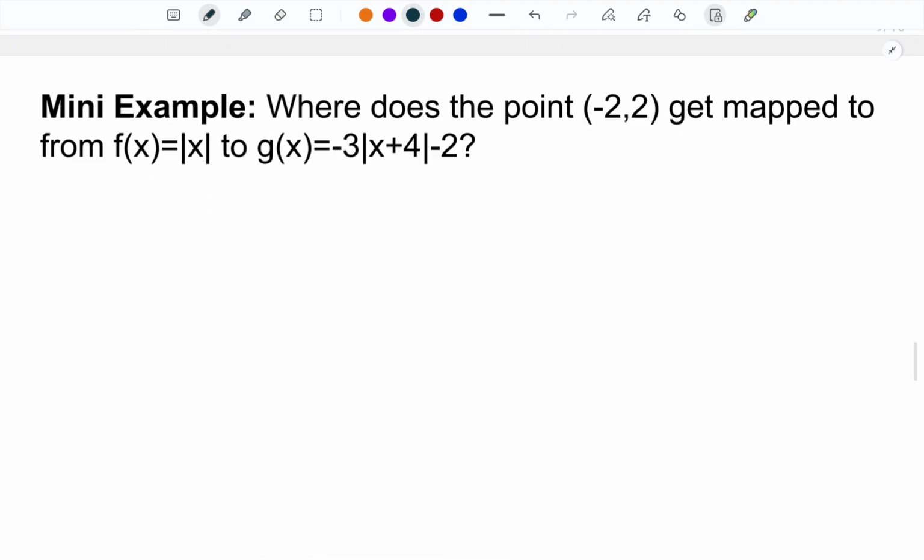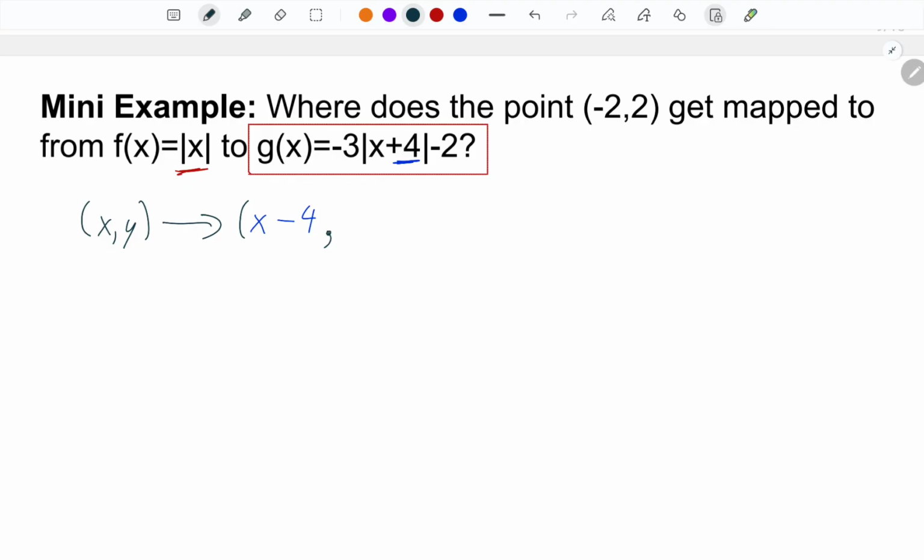Okay, so let's do an actual example with the full mapping notation and see where a point goes to. So we have this function g of x that's essentially transforming the original function, absolute value of x. So what we want to do is figure out what is happening transformation-wise. You don't have to write it down. You can just look at it piece by piece. So I'm going to go through the horizontal transformation, inside the absolute value. Inside the absolute value, we have the plus 4. That means shift left 4, which is going to be minus 4.